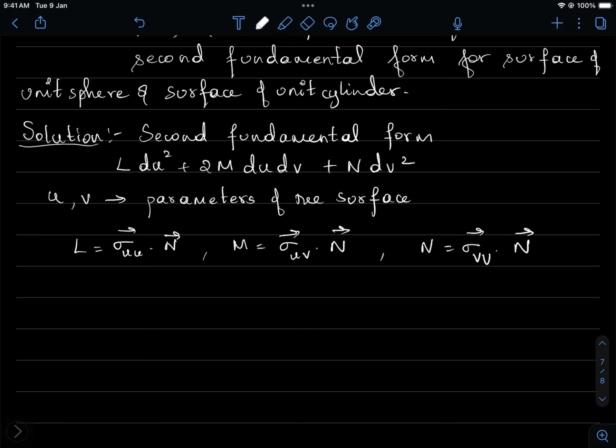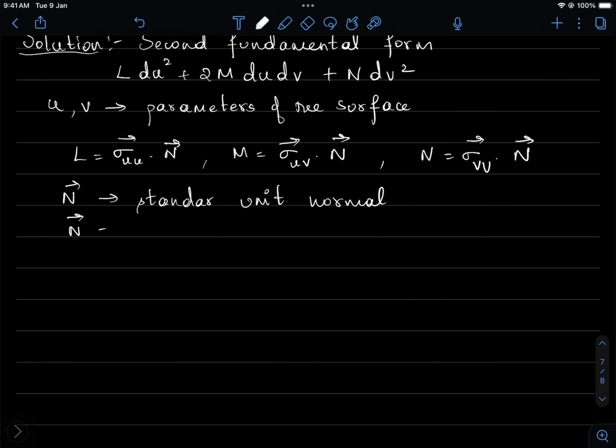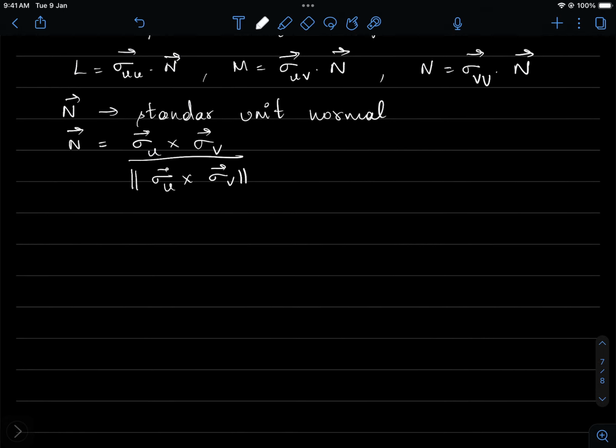So what is N? N is the standard unit normal on the surface, perpendicular to the surface. The standard unit normal is defined as sigma u cross sigma v divided by the magnitude of this vector. This gives the unit vector. Okay, so we know what sigma of u comma v is.